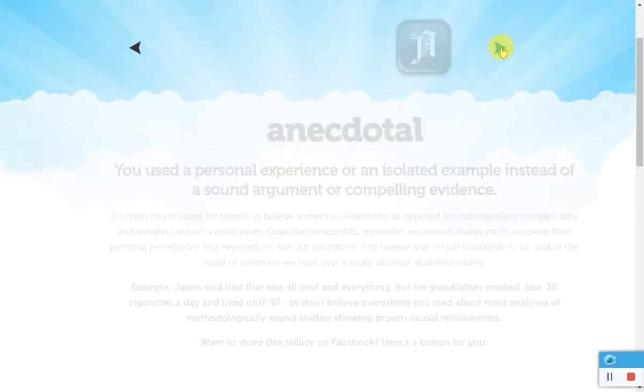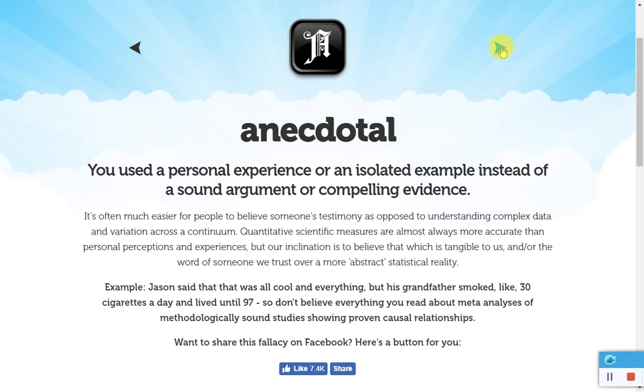22. Anecdotal. You used a personal experience or an isolated example instead of a sound argument or compelling evidence. It's often much easier for people to believe someone's testimony as opposed to understanding complex data and variation across a continuum. Quantitative scientific measures are almost always more accurate than personal perceptions and experiences, but our inclination is to believe that which is tangible to us, and/or the word of someone we trust over a more abstract statistical reality.